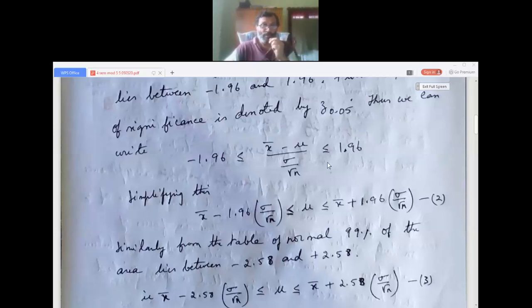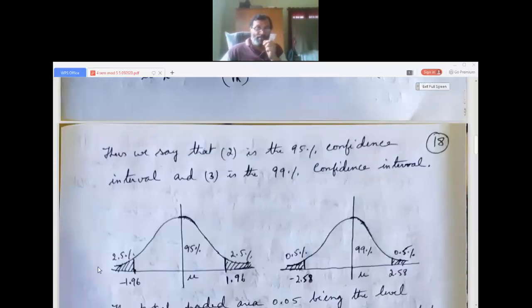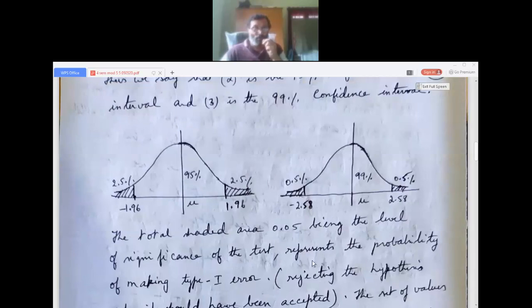Now you can see the two curves here, the normal distribution curve. Between 1.96 and minus 1.96 is 95%, and the remaining 5% is 2.5% and 2.5%. Here also 99%, with the remaining 1% being 0.5% and 0.5%. So the total shaded area 0.05 is the level of significance of the test.